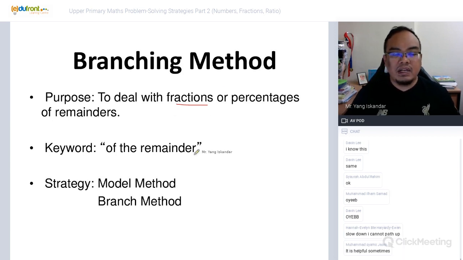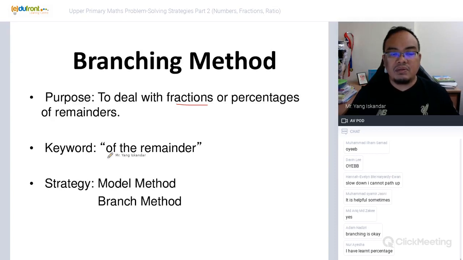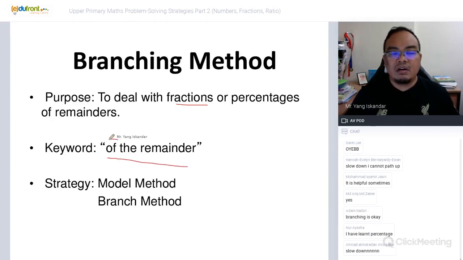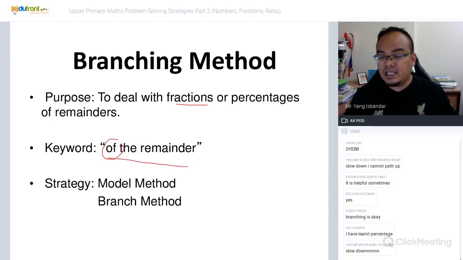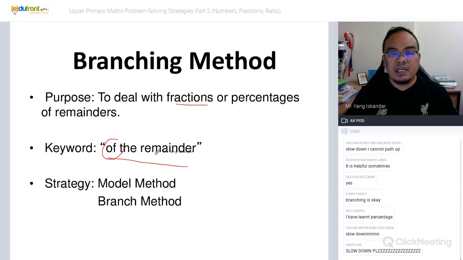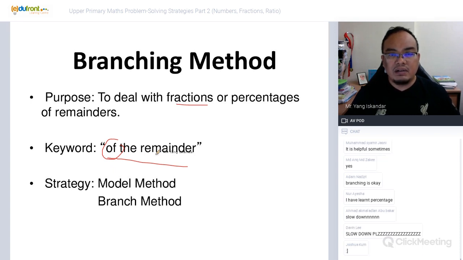Now, the keyword to use this is that when you see the word "of" the remainder, "of" means multiply. Okay, "of" means multiply, right? Of the remainder. So if you see any words in part of the question like "of the remainder", it's likely that you can use this branching method.